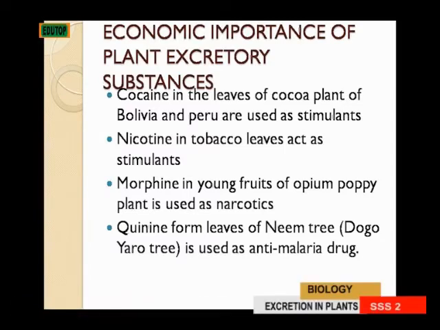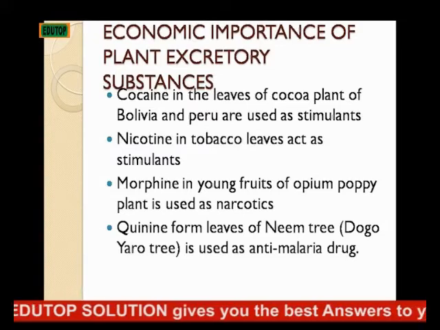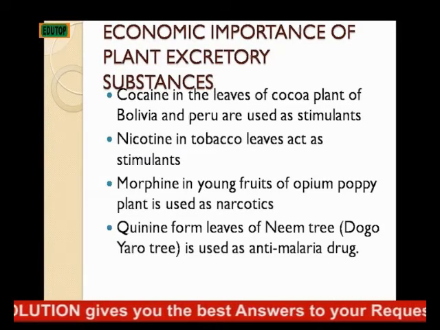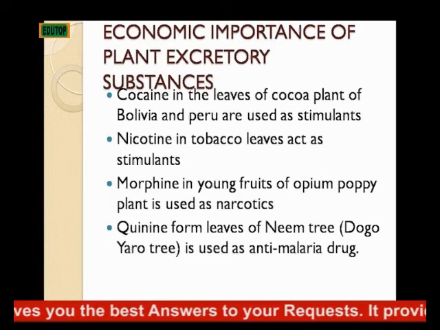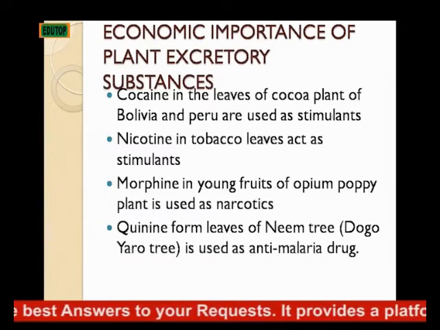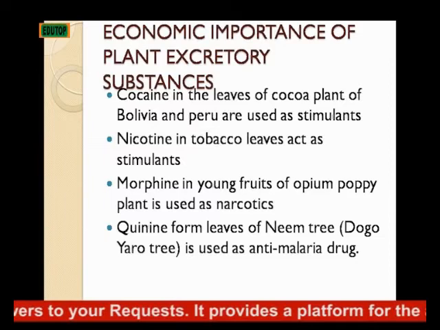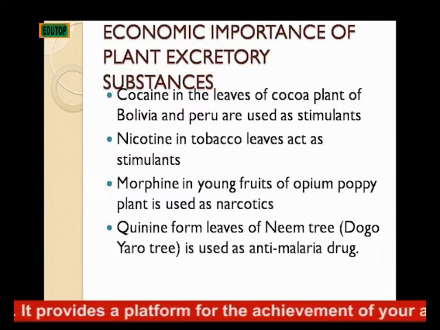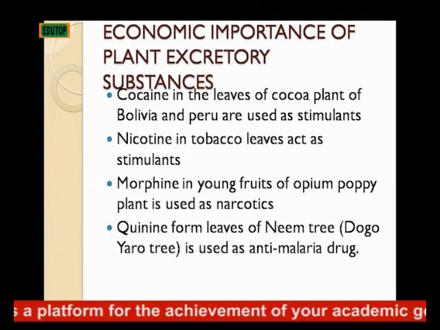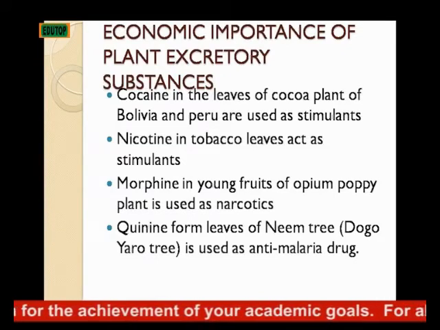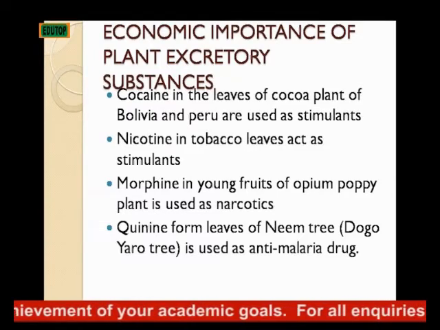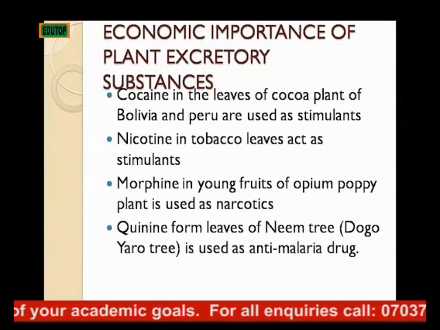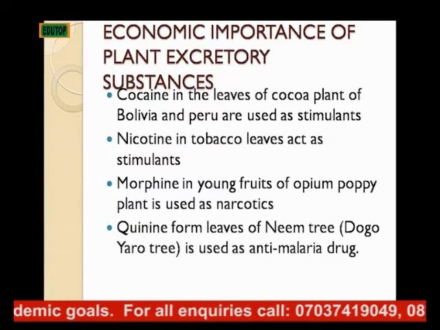Even though these products are useful, their uses are restricted. With the use of narcotics and stimulants, you should be very, very careful. In fact, some of them are illegal, but they are useful medicinally or used in medicine to accomplish some purpose of health. So they are restricted uses of excretory products of plants. Then you have quinine. Quinine from the neem tree, that is the dogoyaro tree, is used as an anti-malaria drug. That's another usefulness.